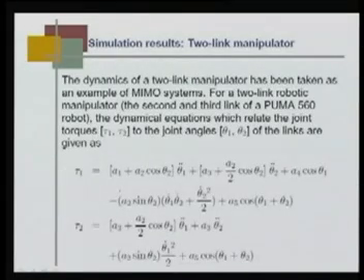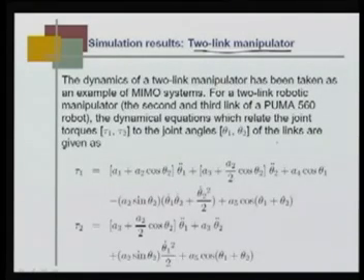Now we will apply this adaptive control theory to an actual system in simulation, and we take a 2 link manipulator. The dynamics of a 2 link manipulator has been taken as an example of multi input multi output systems. For a 2 link robotic manipulator, the second and third links of a Puma 560 robot that we have taken, the dynamical equations which relate the joint torques tau 1 and tau 2 to the joint angles theta 1 and theta 2 of the links are given as follows.